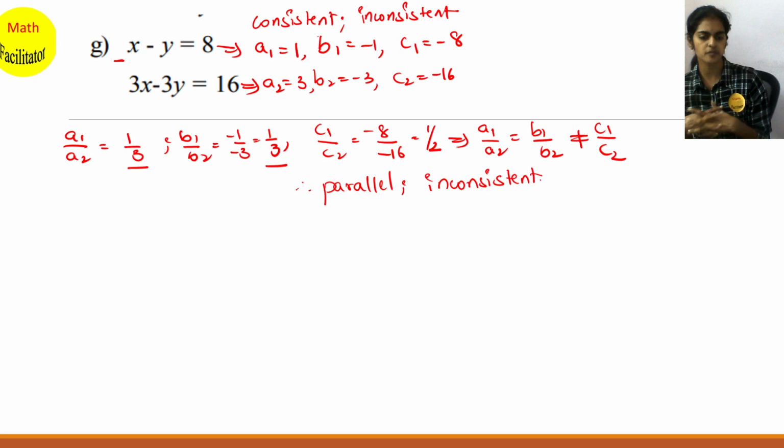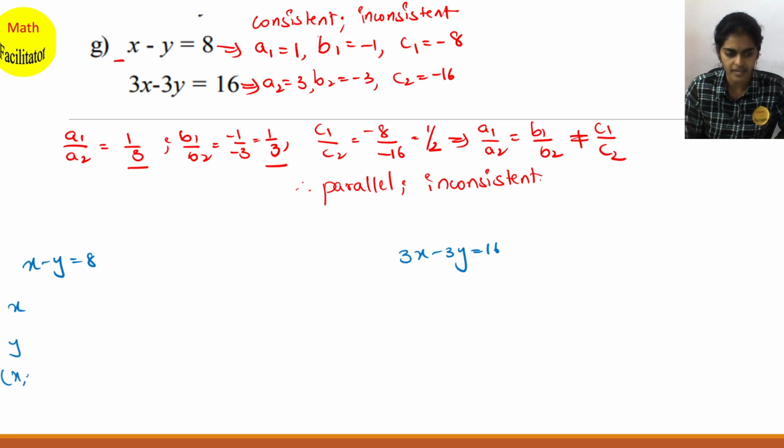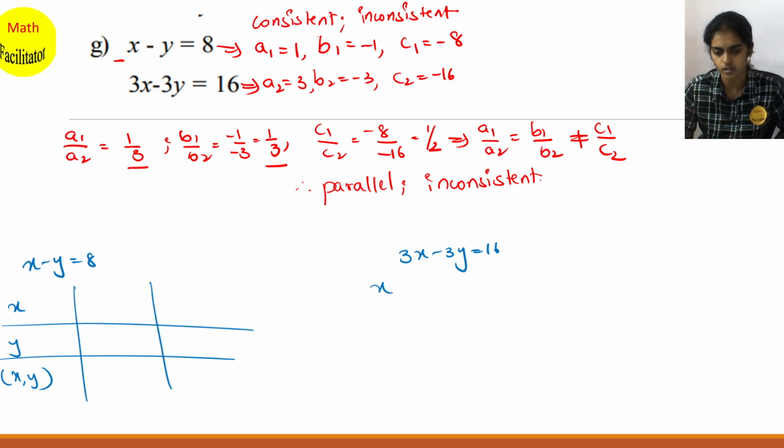All these are concepts which we have already learned and revised many times in the previous classes, right? So when there is no solution, you will get parallel lines and they are called inconsistent. And let us draw the table of values. For the first equation, x minus y is 8, and this is the second equation, 3x minus 3y is 16. Here I'm going to write the xy values, and here also we shall write the xy values.